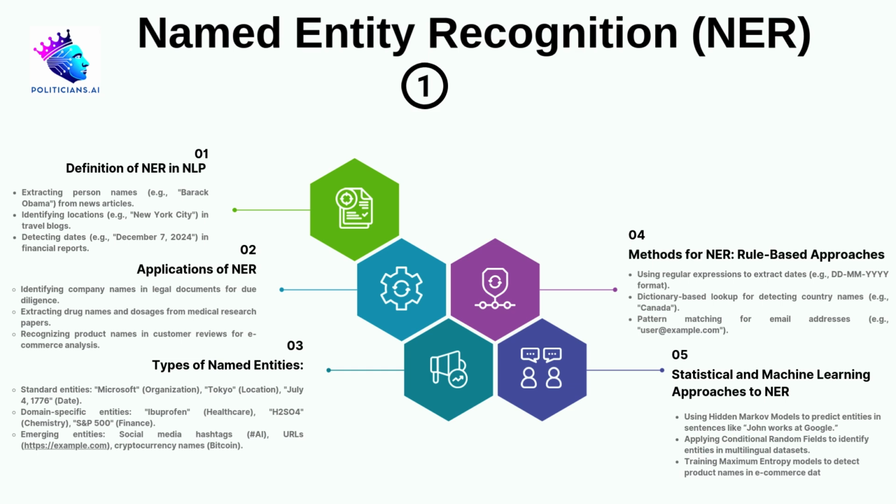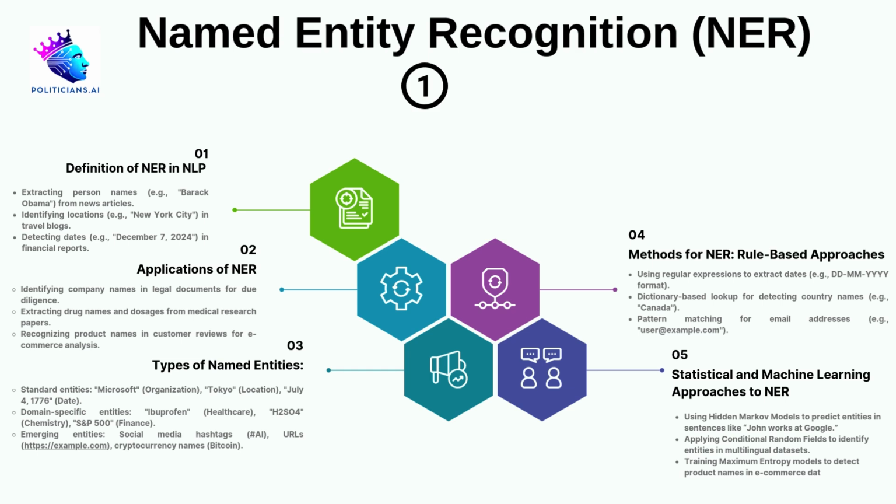Methods for NER, rule-based approaches. One way to use NER is with rule-based methods. These are simple instructions or patterns the system follows. Examples include finding dates with patterns like DDMMYYYY, looking up country names like Canada using a list, detecting email addresses, such as user@example.com. These methods are easy to set up and work well for predictable tasks, but they struggle with messy or unstructured text.